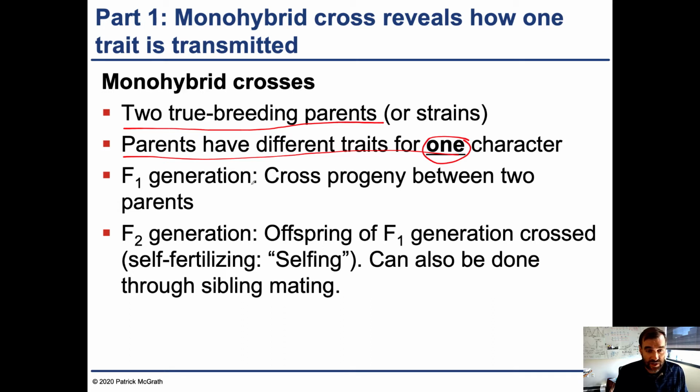And so the F1 generation is cross progeny between the two parents, and then the F2 generation occurs by having the F1 cross to themselves. So this can either be through self-fertilization, which you can do with a plant, and the plant is able to actually produce both the male and female gametes and can produce offspring just from itself.